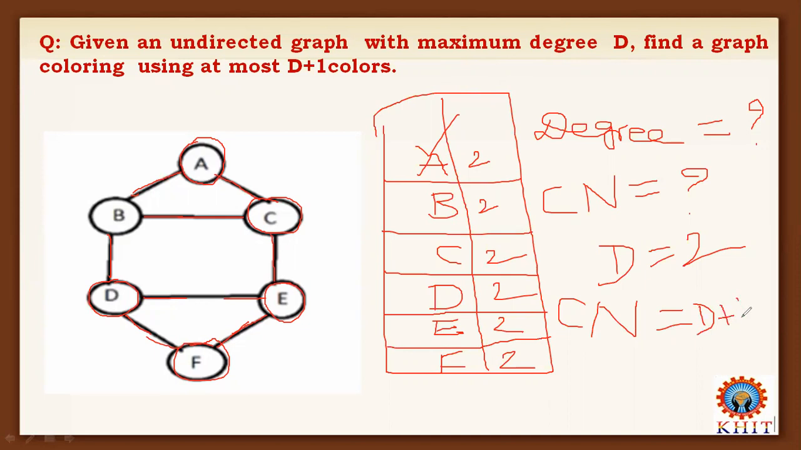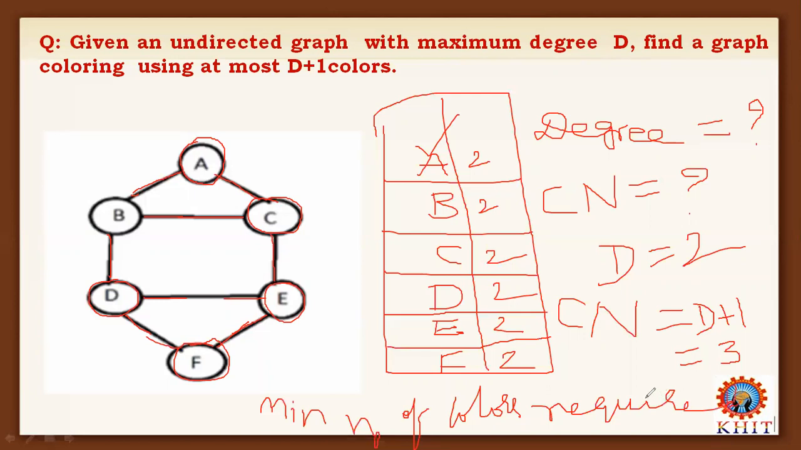How to find Cn? D plus 1, where D is the degree, so 2 plus 1 is 3. The minimum number of colors required to color the given graph is called the chromatic number. Hence, the chromatic number equals 3.